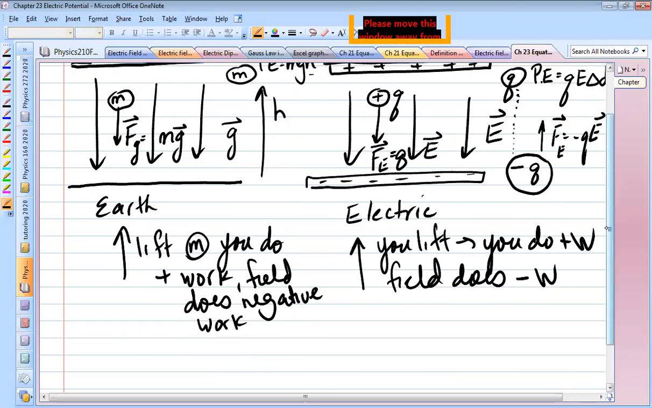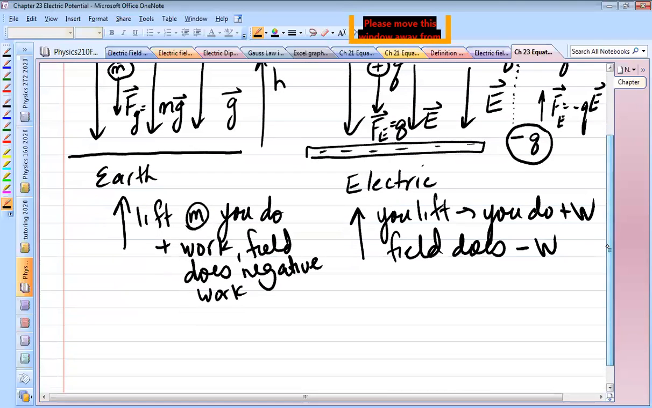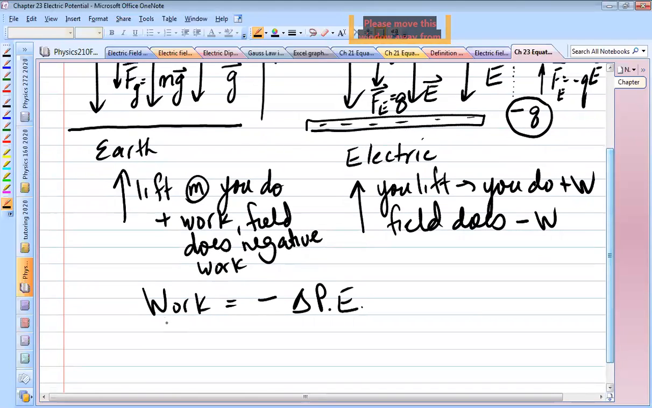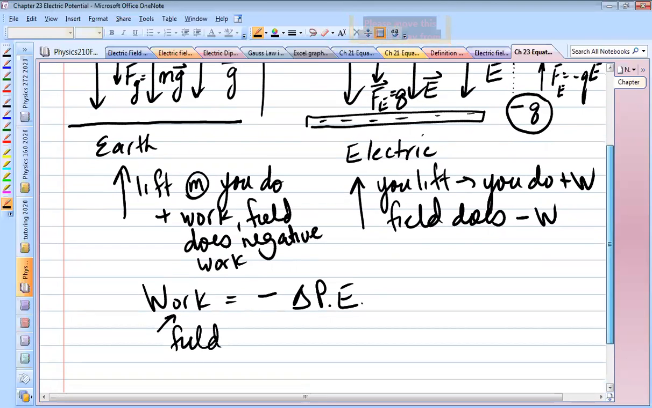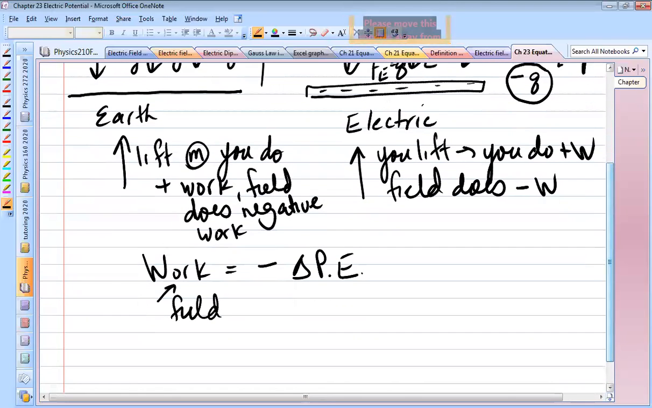And that is why there's that negative sign in the very first equation here, where it says that work is equal to the negative change in potential energy. That is always true, because the work they're talking about is the work by the field, not by you. And that's why there's a negative. Okay, so the field's always trying to pull it down, you have to work against that, and that's how potential energy goes up, you working against the field. Okay, so that's work by field.